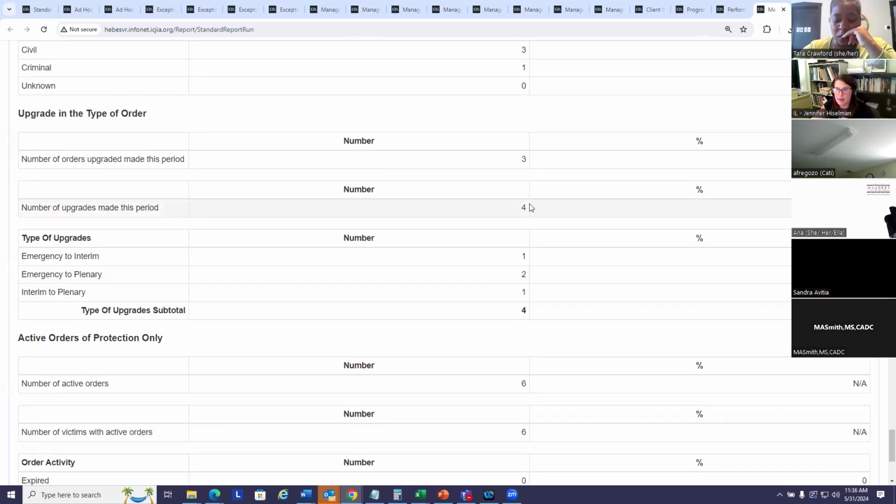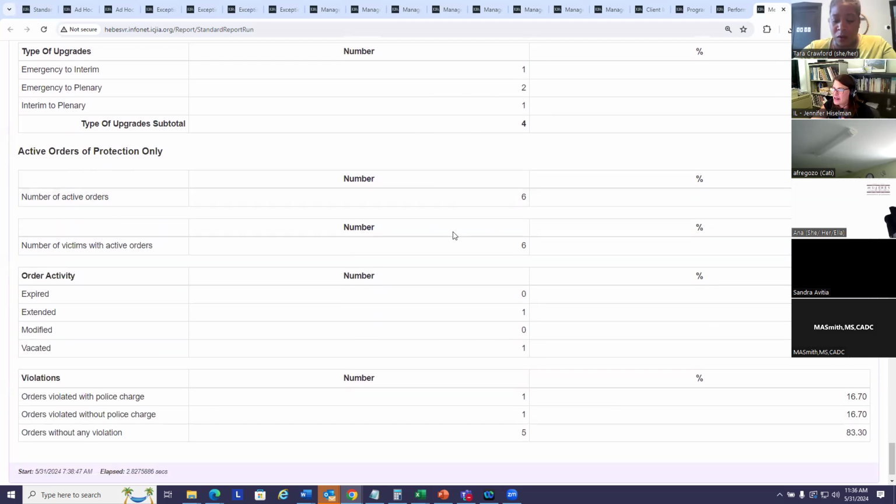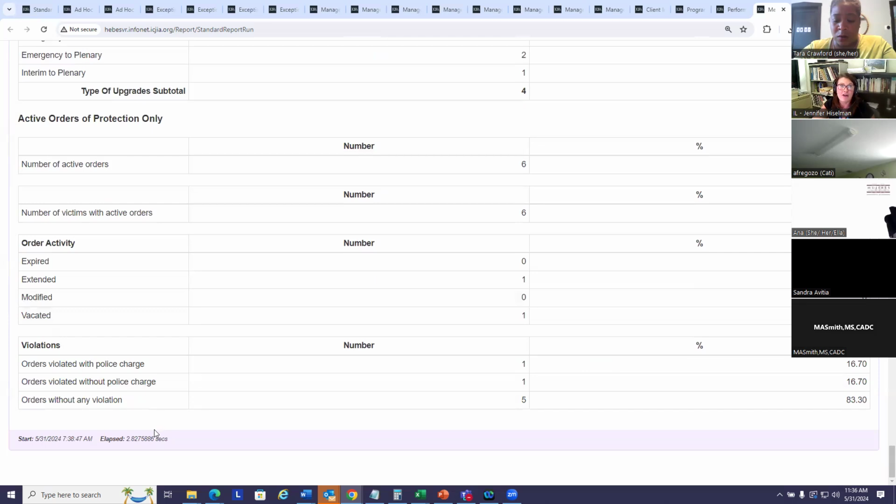We have the total number of upgrades and the number of OPs upgraded, because again, those can sometimes vary slightly, and the type of upgrades. And then finally, we have a total number of orders that were active during the report period, and then certain other activities you may be interested in, such as whether they expired, were extended or modified, and even violations. If an OP was violated during the period, you would see that here as well.